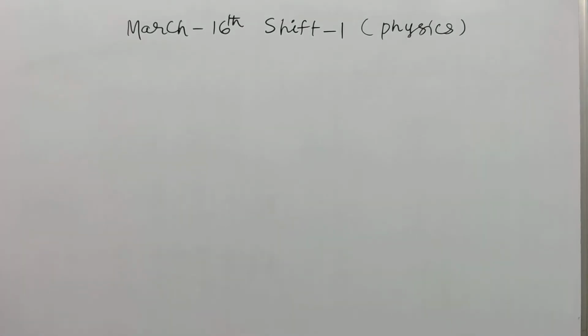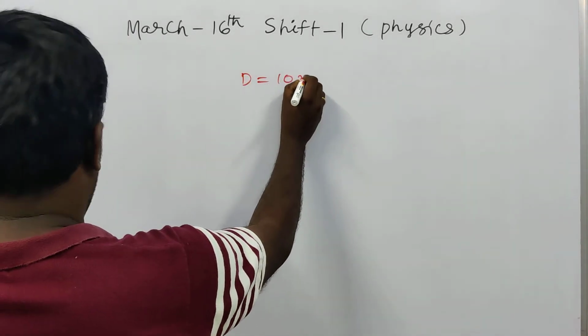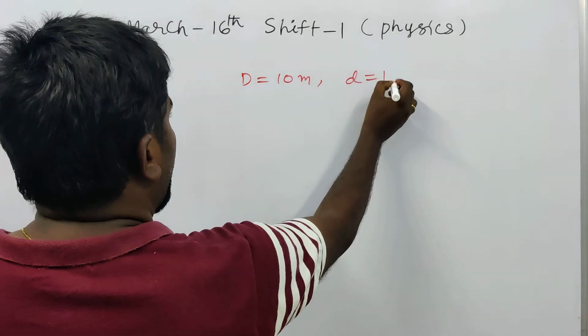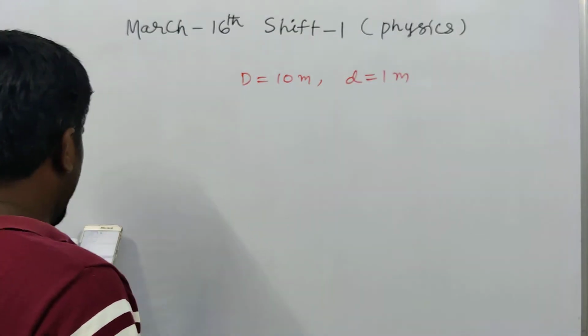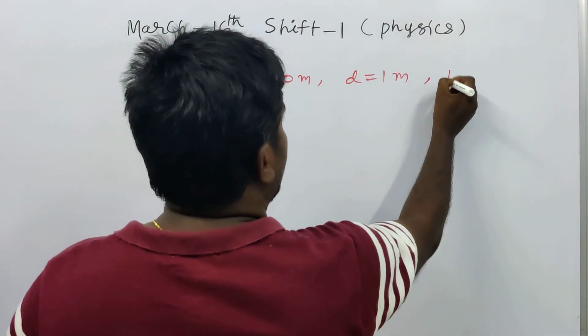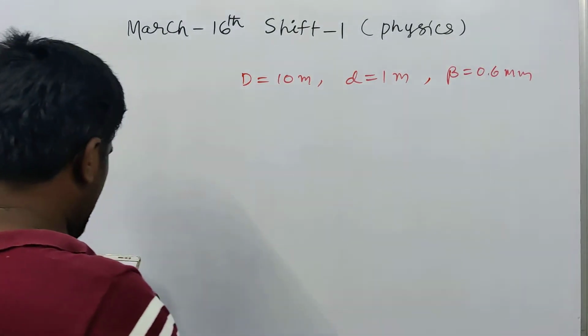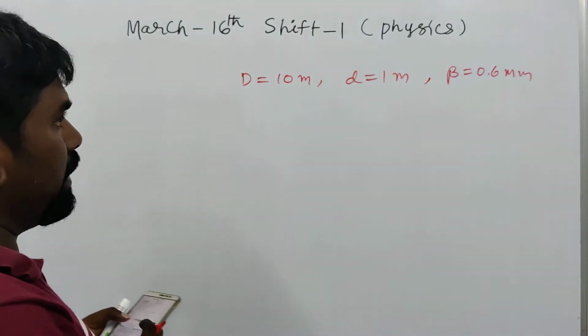The next question is from YDSE, Young's double slit experiment. In YDSE, capital D is equal to 10 meter and small d is equal to 1 mm, and the fringe width of the interference pattern is beta equal to 0.6 mm. Evaluate the lambda in nanometer.